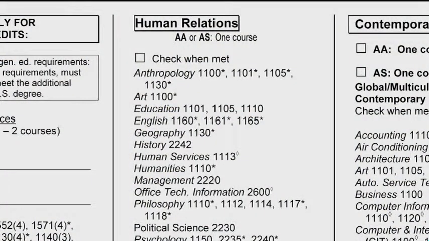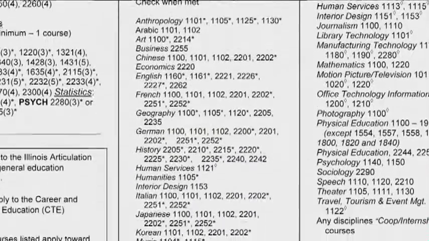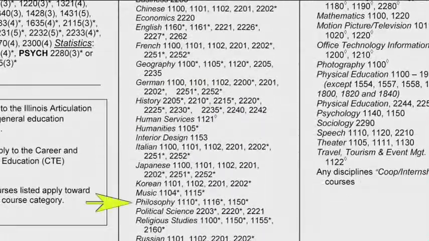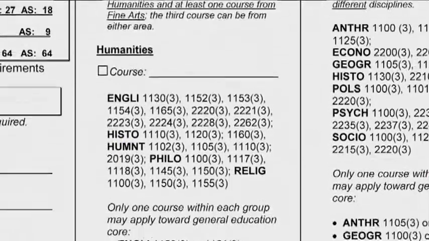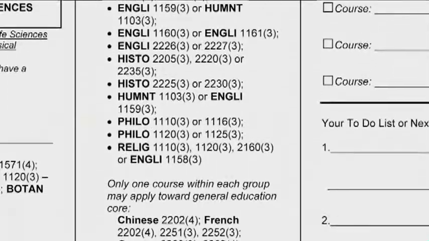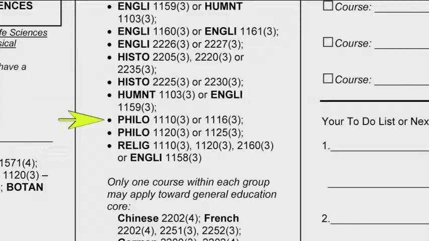For example, Philosophy 1110 meets the human relations requirement, the global multicultural studies requirement, and it meets one of 3 courses needed for the humanities, fine arts section. Completion of this course will still earn 3 credit hours towards the 64 hours needed for a degree, and it can potentially satisfy requirements from 3 different sections.